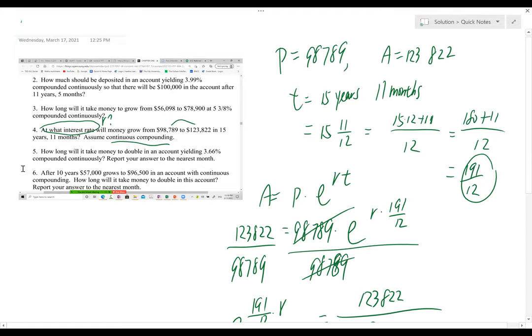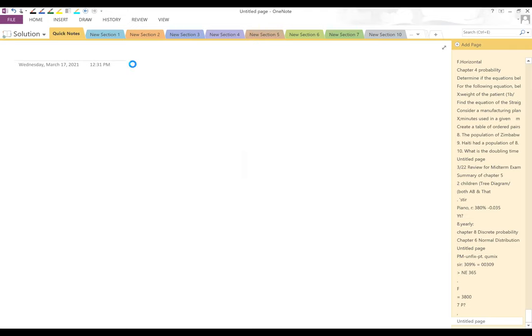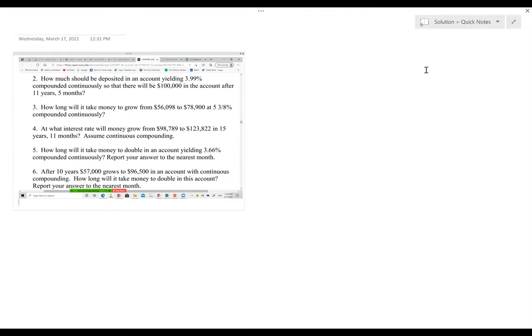Now let's look at question six, right? I want you to quickly look at question six. Give you a couple minutes to try that first. So after 10 years, $57,000 grows to $96,500 and the account continues compounding. How long will it take the money to double in this account? So again, it's a doubling problem. So give it a shot.